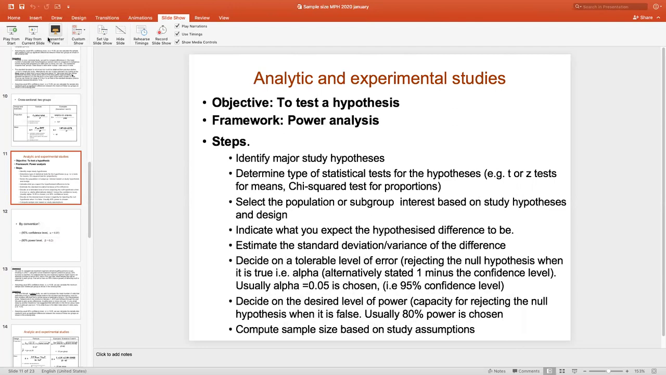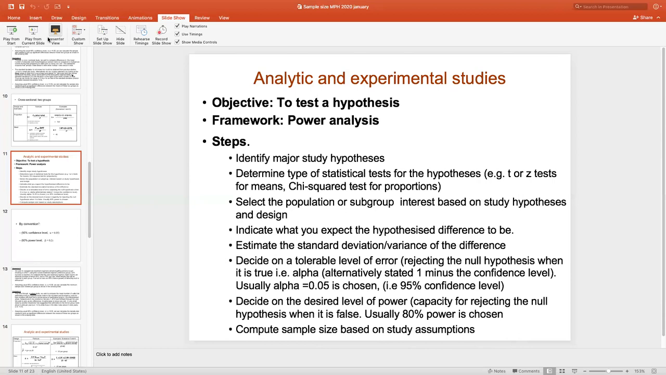So you will have a study, you'll have your hypotheses for your study. You have to have some knowledge of statistics to know how you are going to pick up these differences. Are you going to be performing z-tests, t-tests, chi-square tests, tests for proportions, etc.? You would have selected your population or subgroups based on your study hypothesis, based on your design. You'd have to have some idea of what differences might exist between the groups, some idea about standard deviations, know what error you're willing to live with, and how accurate or precise you want your study to be.